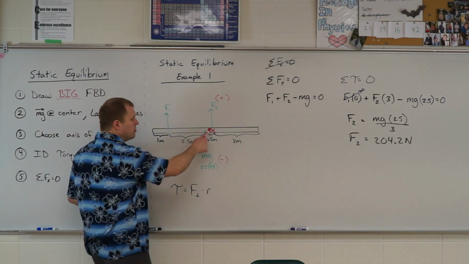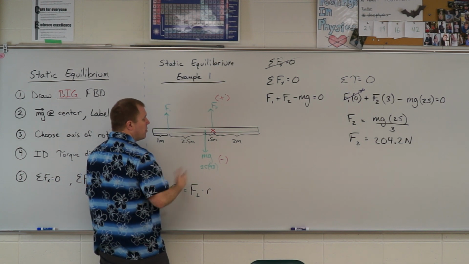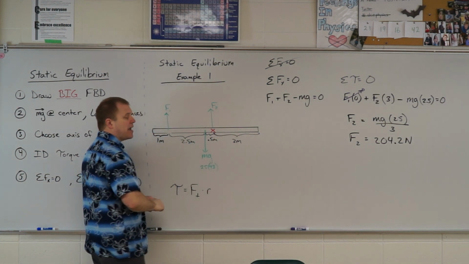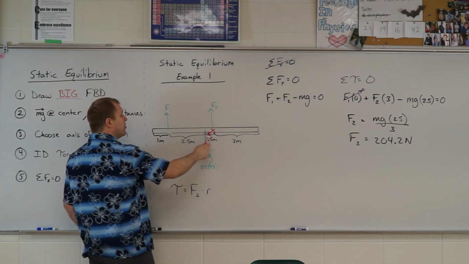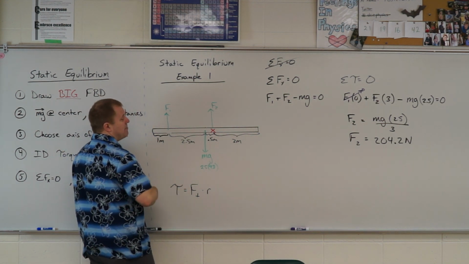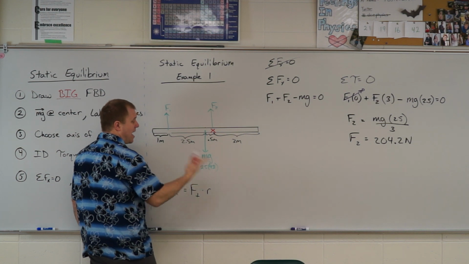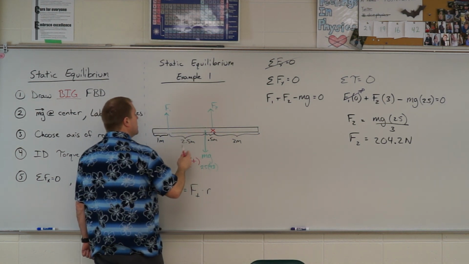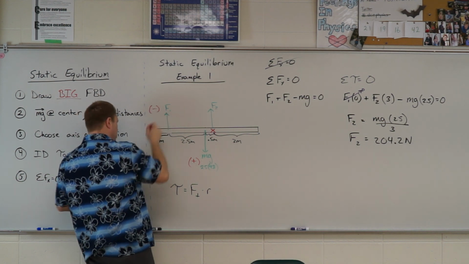All right, so you've chosen your axis of rotation here. So what we need to do is we need to do a couple new things. We need to make sure we identify the direction of the torque. So both of these are to the left. That means that their direction of torque is opposite their direction of force. So this is pointing down, so it will have a positive torque. This is pointing up, so it'll have a negative torque.